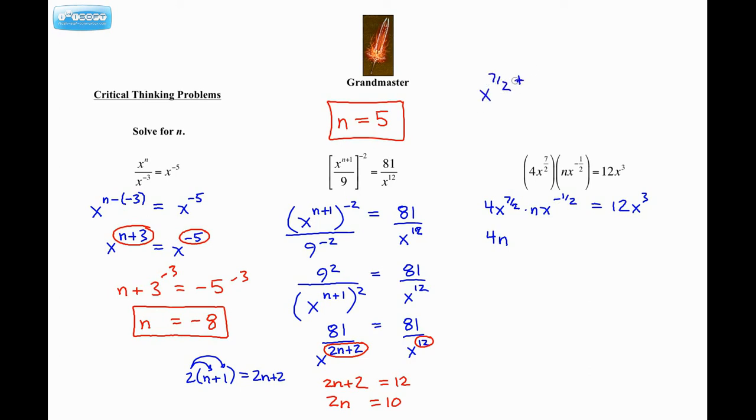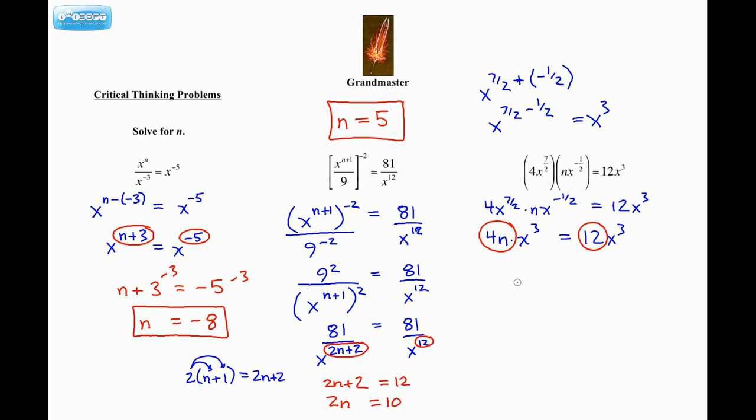I'm just adding the exponents together. 7/2 minus 1/2 is 6/2, or 3. So this becomes x cubed. So if we compare the left side to the right side, we have x cubed and x cubed. That's all good. Well, for everything to hold, that 12 and that 4n must be the same.